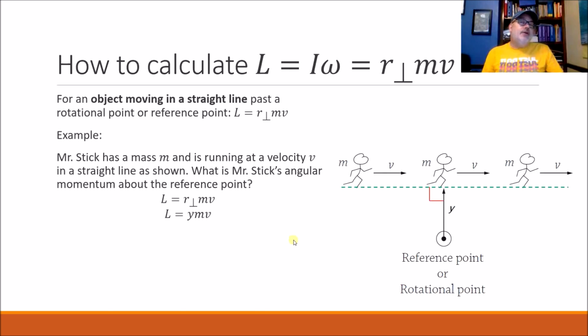So the way we calculate the rotational or angular momentum of an object moving in a straight line is to just take its linear momentum, m times v, and multiply by the moment arm, because the perpendicular radius doesn't change as it's moving along. So like in this example, Mr. Stick has a mass of m, it's running with a velocity of v, and a straight line is shown. What's his angular momentum about this reference point? So all we do is find this perpendicular radius. Remember from torque that this lever arm never changes for this line of action. So it would just be mv times y in this case.